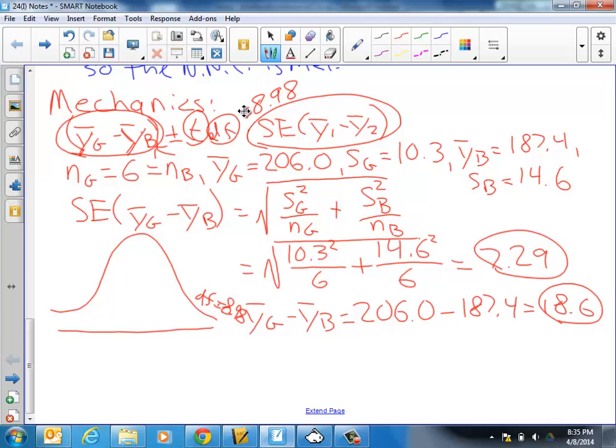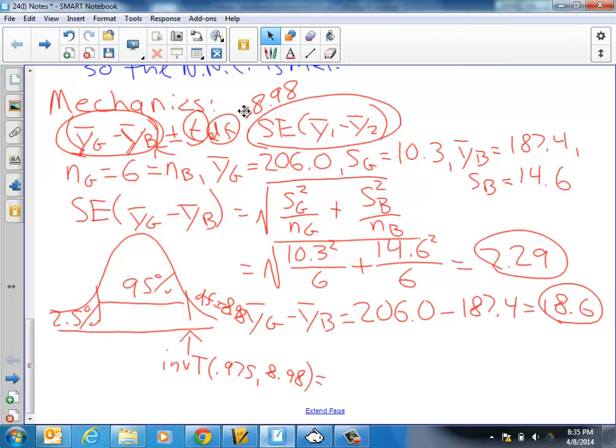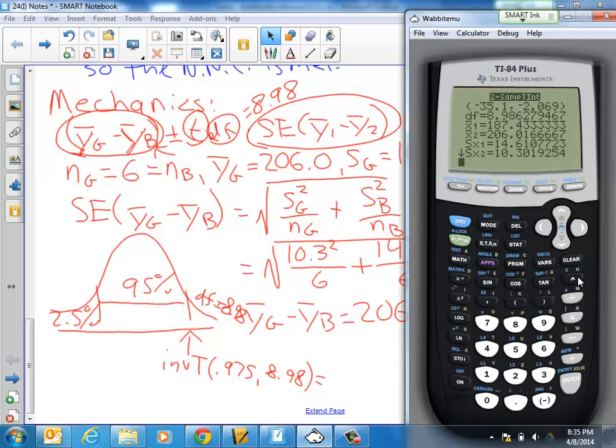8.98. We want 95% confidence, so we are going to use inverse t here on your calculator at, well, what percent of the data is less than this upper fence? You've got 2.5% to the left of that 95% window. So we're going to use 0.975 and specify your degrees of freedom, which is a non-integer number. That's okay. 8.98.